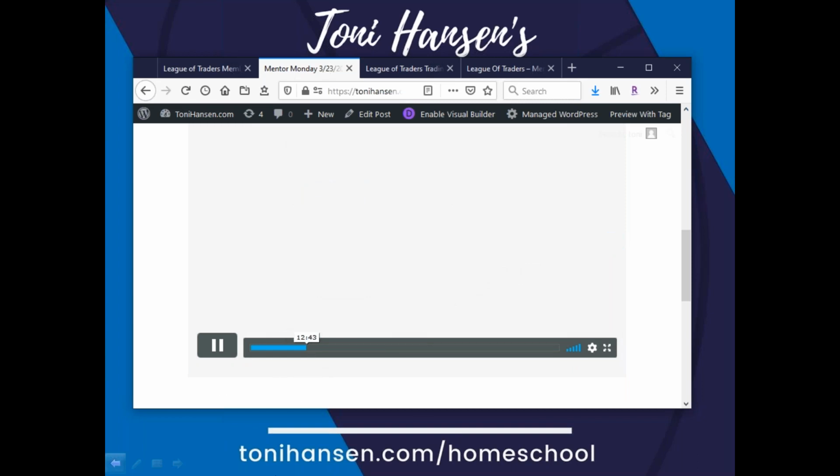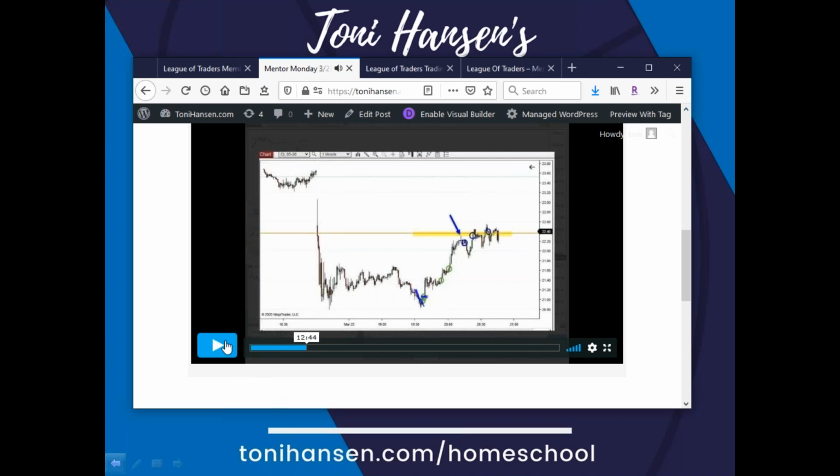So we talk about different strategies. Oh, hey, here's the trade on oil. One of my trades on oil from Monday, or over the weekend. I guess it was Sunday night. So this shows you an example of how you can get momentum changing and then leading to the reversals, and then what I was looking at for target levels. So this is just a Mentor Monday. This is part of League of Traders.